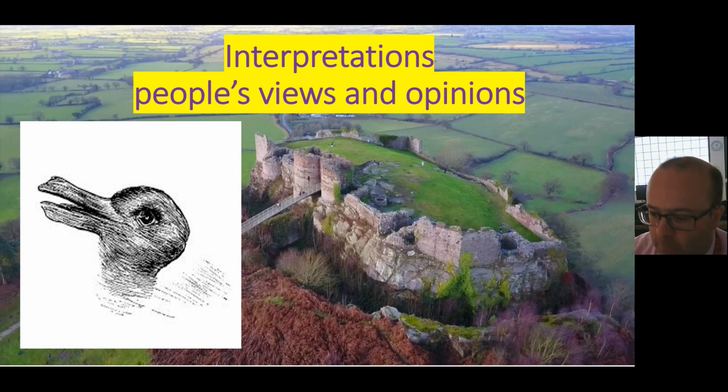I've got the little optical illusion on the screen. Some of you might see a duck, some of you might see a rabbit. What I'm trying to make you remember, when it comes to interpretations, is that people are talking about the same person, place, or part of history, but they have different views on it. They see different things. So people are all talking about Beeston Castle, but they may have different interpretations of it. Some may have positive interpretations, some may have negative.